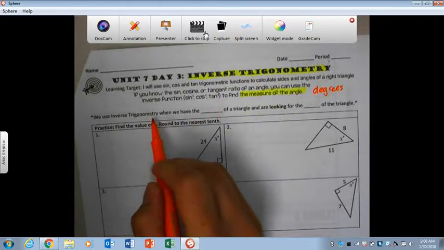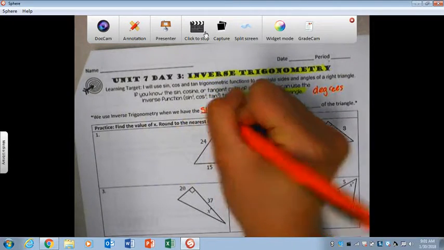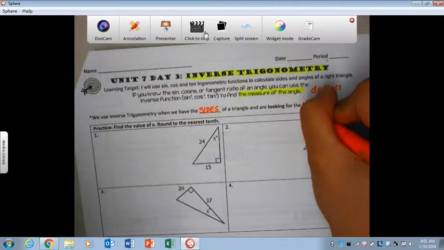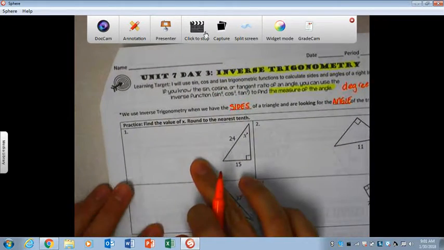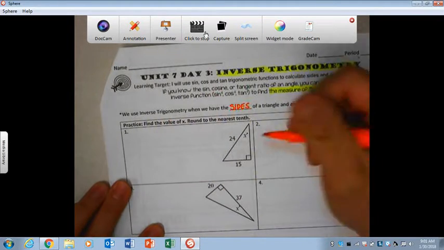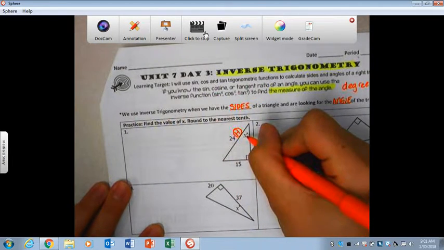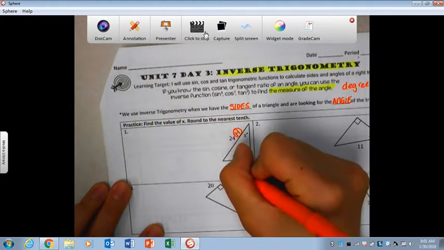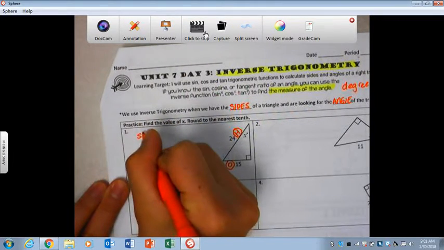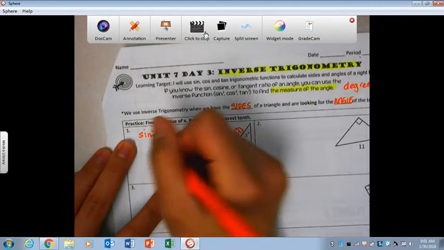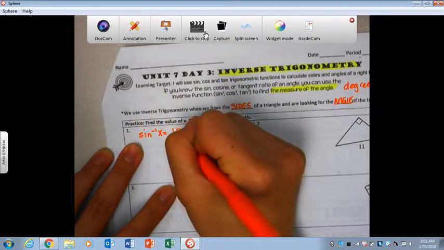We use inverse trigonometry when we have the sides of a triangle and are looking for the angle of a triangle. Okay? So here, let's take a look at this. The first step is always to label. 24 is your hypotenuse, okay? And then according to this angle, 15 is opposite. Alright, so what trig ratio is that? That's sine. So what we would do is write this out. The inverse sine of x equals 15 over 24.